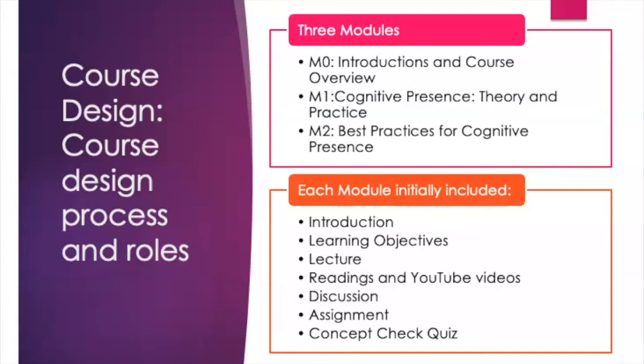So the course was designed with 3 modules. Module 0 had an introduction and course overview, and I'll show you this in a few minutes. Module 1 had cognitive presence theory and practice, and then Module 2 included information for best practices for cognitive presence. Each of the second 2 modules, modules 1 and 2, had initially the same information: an introduction, learning objectives, lecture, readings and YouTube videos, a discussion question, an assignment, and a concept check quiz. That changed a little bit as the course progressed. I'll talk about that in a little bit.